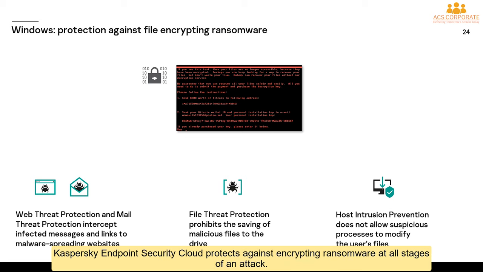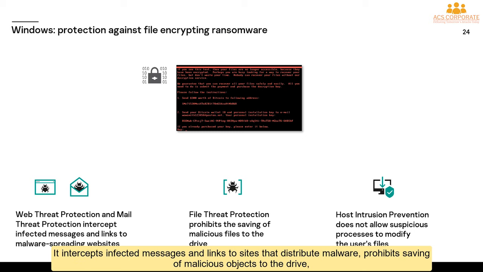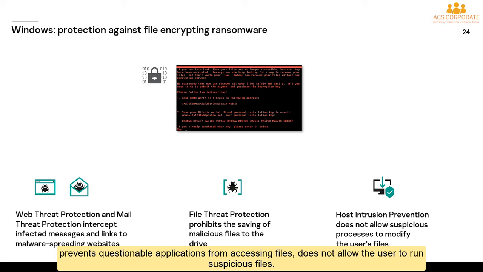Kaspersky Endpoint Security Cloud protects against encrypting ransomware at all stages of an attack. It intercepts infected messages and links to sites that distribute malware, prohibits saving of malicious objects to the drive, prevents questionable applications from accessing files, and does not allow the user to run suspicious files.